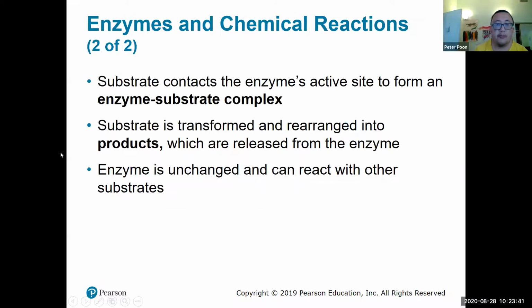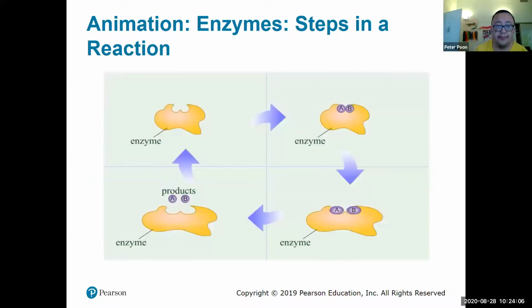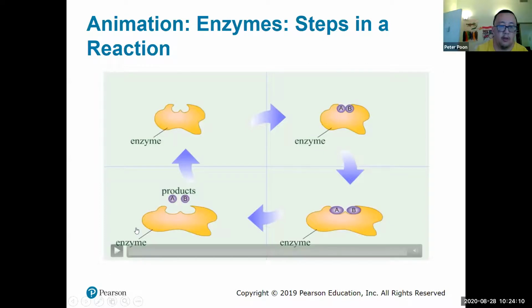After the enzyme does this, the substrate falls off the enzyme, and now it's called product. The product is released, and the enzyme can do it all over again because it's not actually used up. It catalyzes the reaction, and it can do it again. So, watch the video.